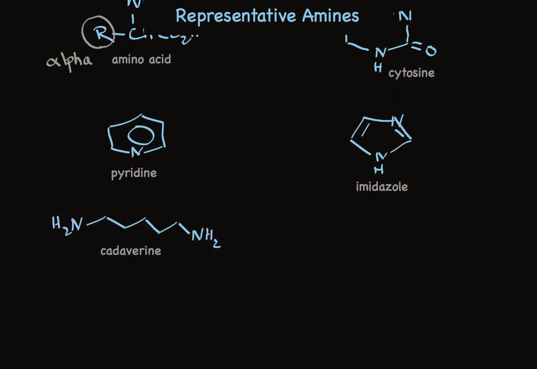Cadaverine might give you a sense of just how disgusting this compound smells. It's a C5 diamino compound, and it's a product of the degradation of tissue. A very similar compound is a key building block for nylon. This is 1,6-hexane diamine rather than 1,5-pentane diamine. This diamino compound is reacted with a diacid to make long chains of nylon.